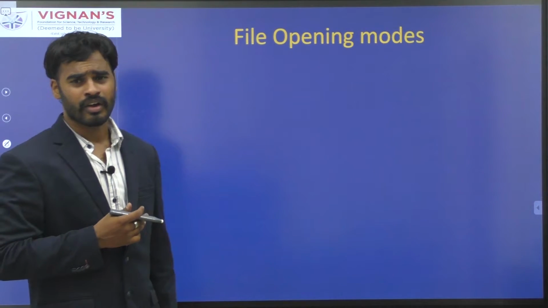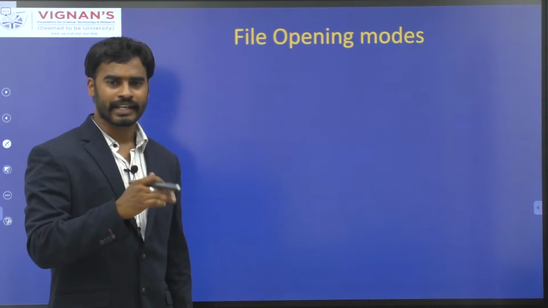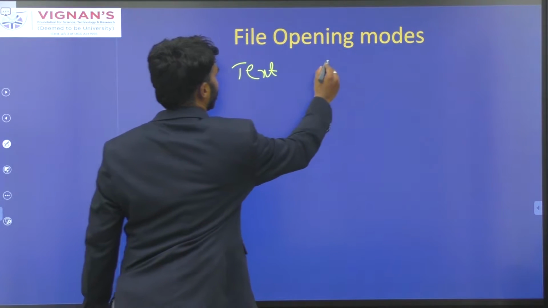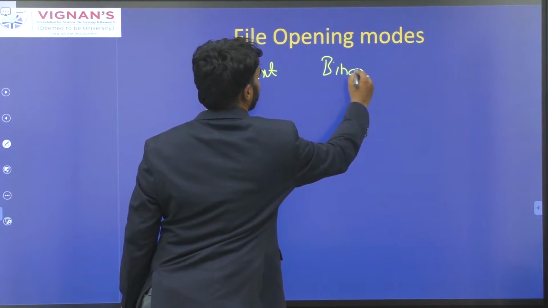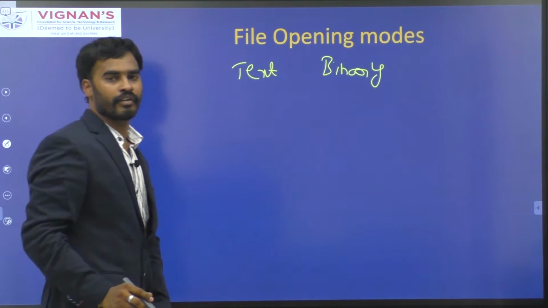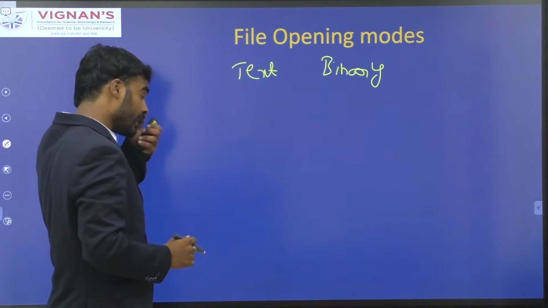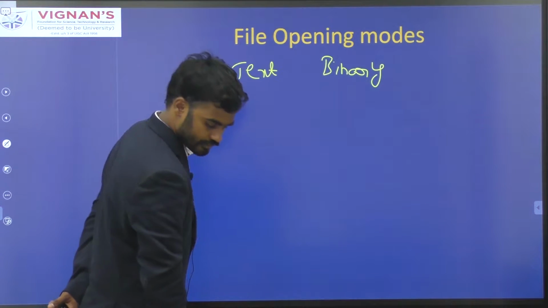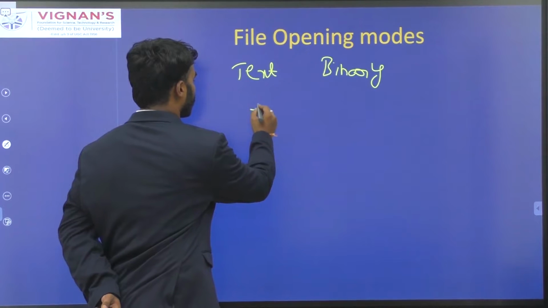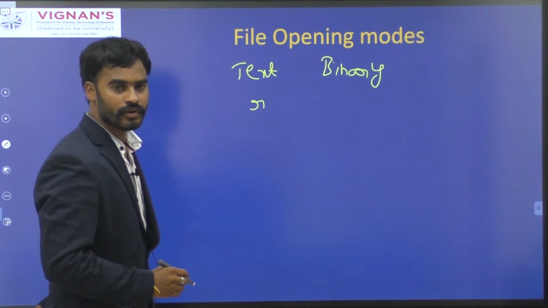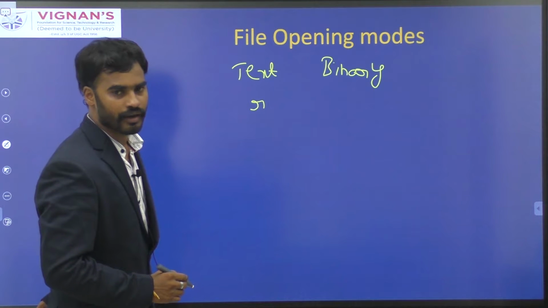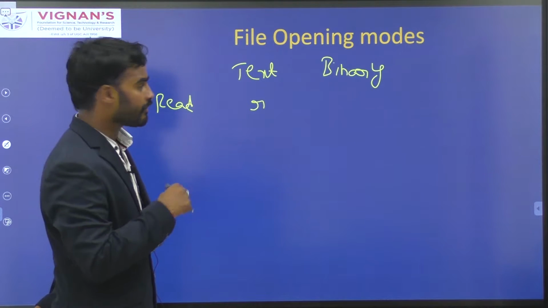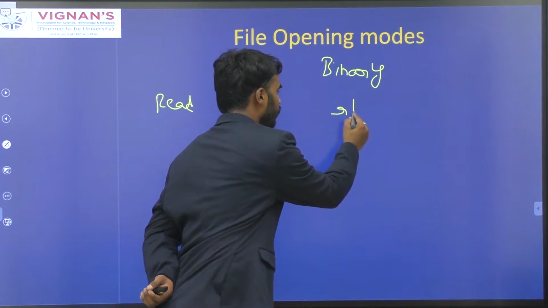There are separate opening modes available for text files as well as binary files. What are the modes available for text files? What are the modes available for binary files? We have 6 modes for text files as well as binary files. If you want to open a file in reading mode, specify the mode as R. This is for reading. If it is a binary file, you just have to give an extra B.